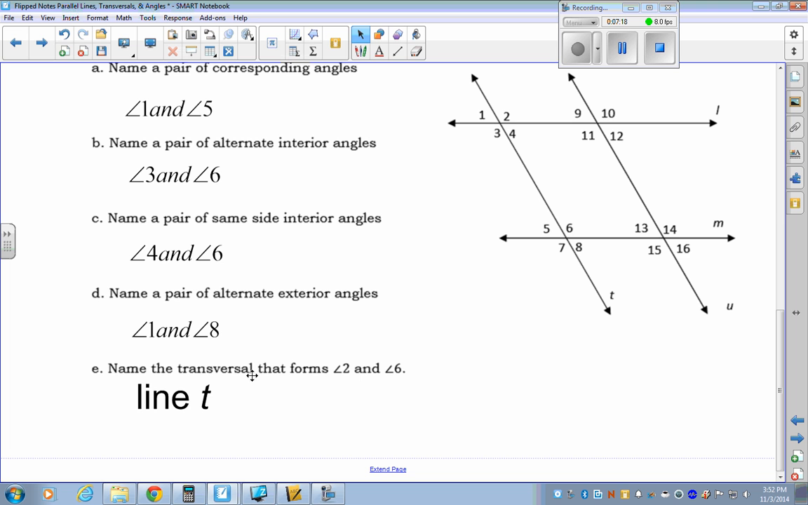And finally, name the transversal that forms angle 2 and angle 6. So this throws people off a lot. Here's angle 2, and here's angle 6. Okay, so both of these angles are formed by one single transversal, and the line that they have in common is line T. So that would be our transversal, and line L and M are our two intersected lines.